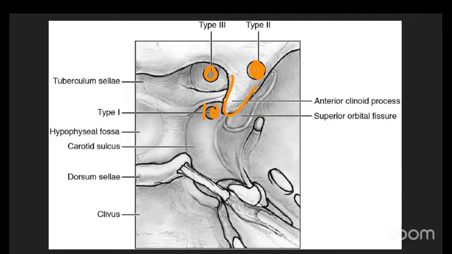Definitely. Let me clear this again and go back. So this is ACP, and this is the type 2. This is type 1. This is type 3. Around type 2, we are going to have the carotid cistern. Around type 3, we might have chiasmatic cistern. Around type 1, we don't have any cisterns and any arachnoid, any dura, because it is outside the dura at present. Let's move to the next section.